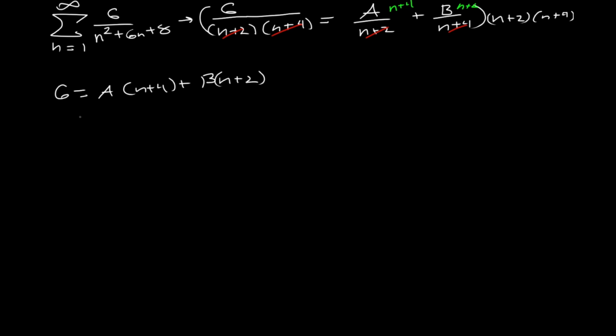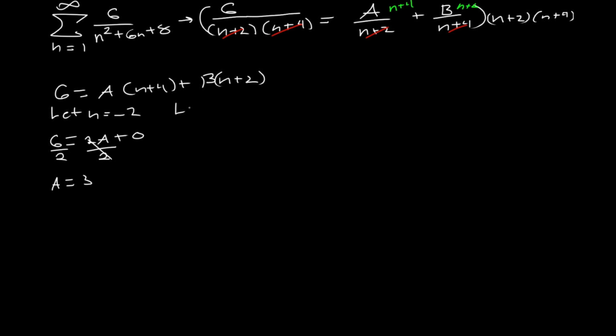Next, we need to get A or B alone, so let's let n equal -2. We plug in a -2 for n, we'll have 6 is equal to 2A plus 0, because -2 plus 2 is equal to 0, and if we have -2 plus 4, we get 2. Divide 2 on both sides, and we are left with A is equal to 3.